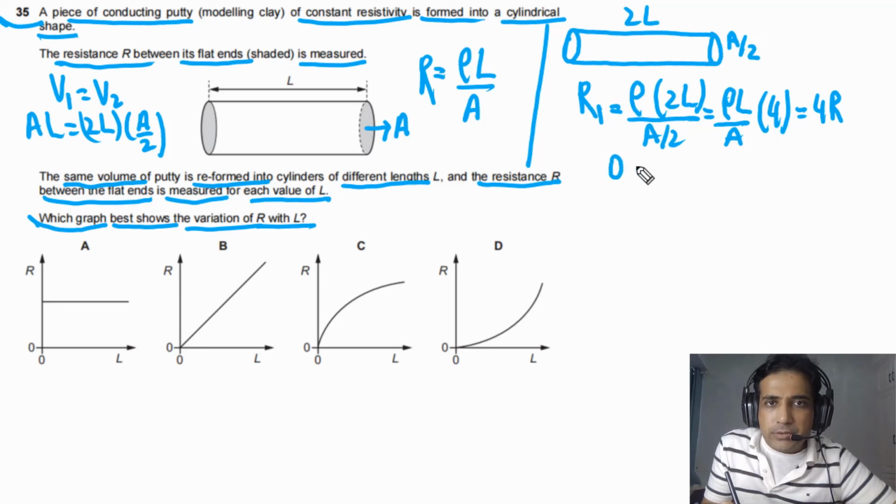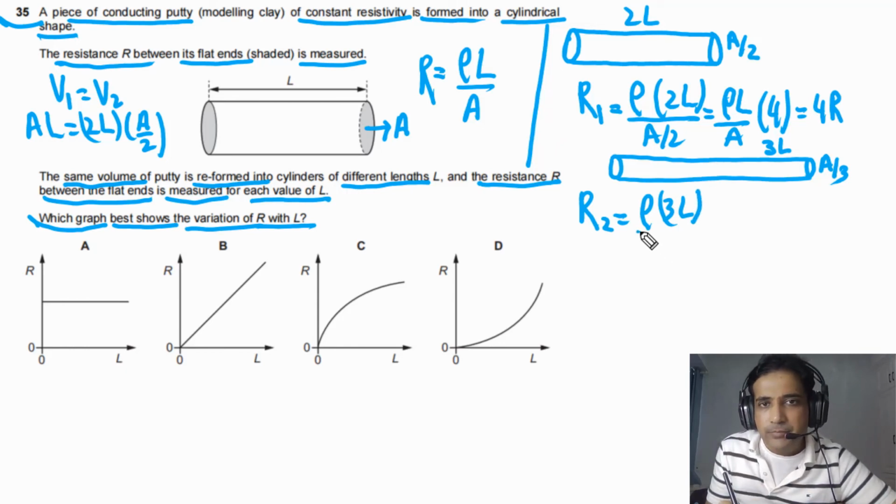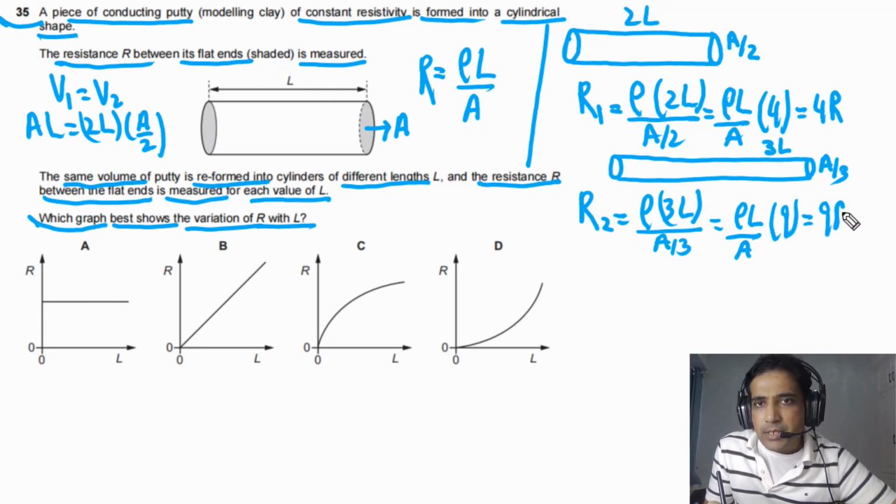Now we can stretch this one more, and this time imagine that the length of this cylinder is 3 times L. So this one is equal to 3L. So cross-sectional area will be A by 3. So we can calculate the value of R2 now. R2 in this case will be equal to rho times L, where L is 3 times the initial value of L, and this is divided by A by 3. So we can rewrite this as rho times L divided by A times 9, meaning 3 multiplied by 3. So in this case we will get 9 times R.